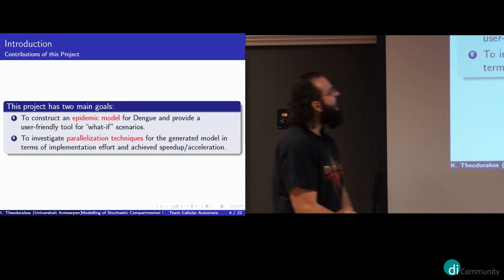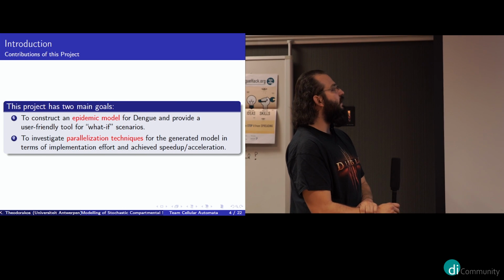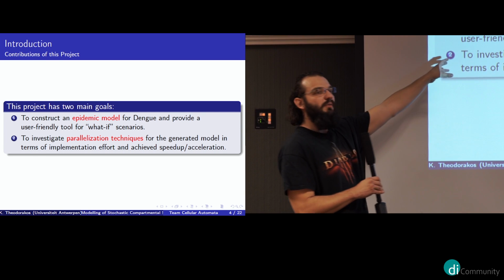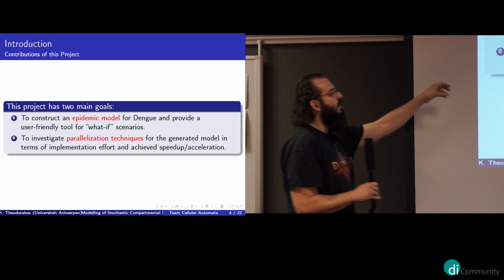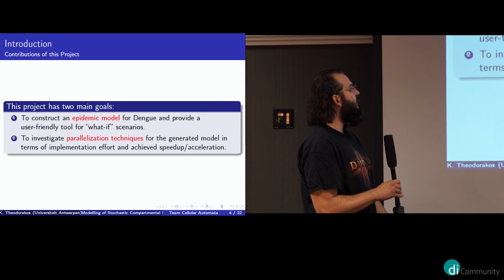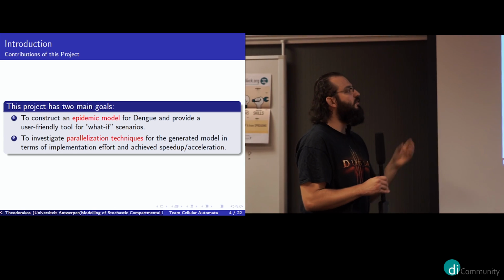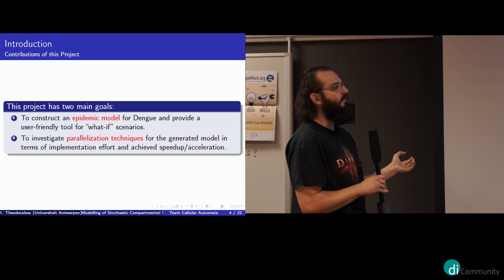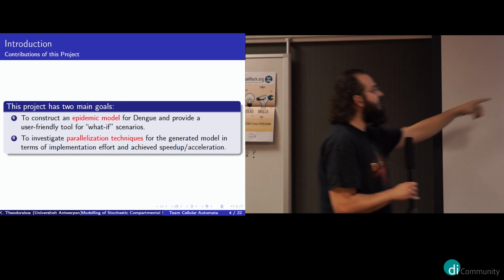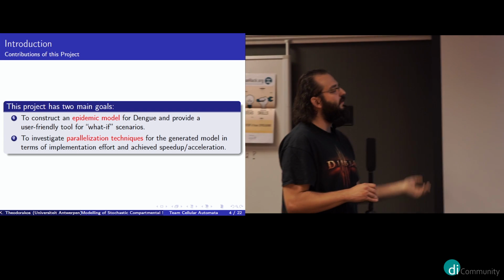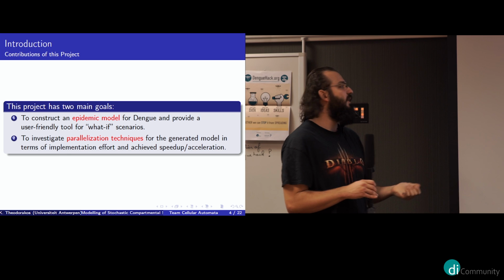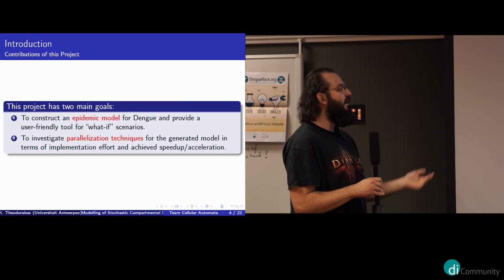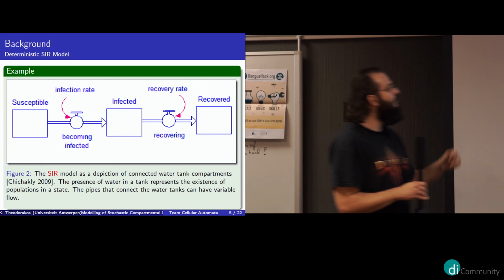So, the project that I had in mind had two main goals. One was to construct and use an epidemic model for dengue, and provide a user-friendly tool for experts to do what-if scenarios, to change and pick parameters, and see how they affect the simulation results. The second was to investigate parallelization techniques to make the simulation faster, in order for the tool to be pleasurable to use.